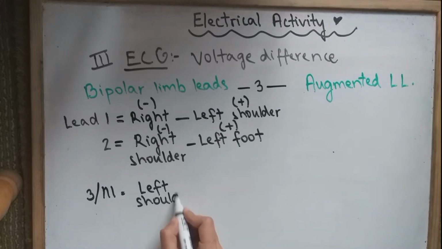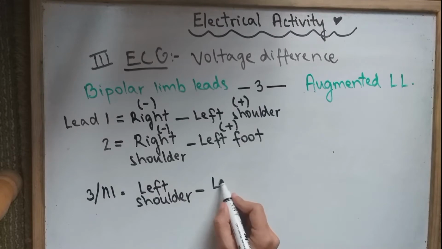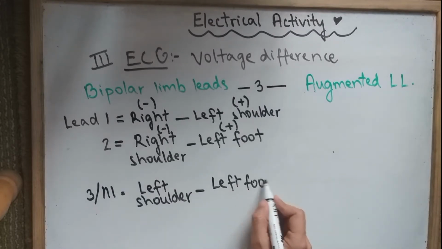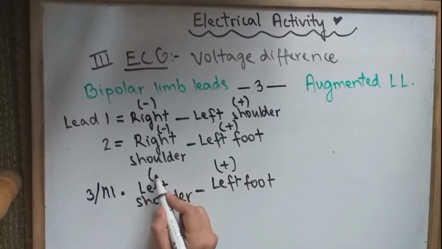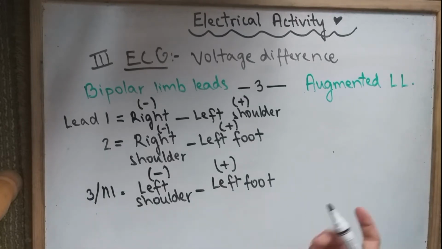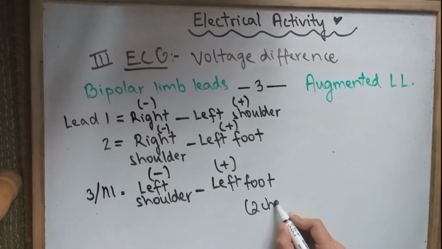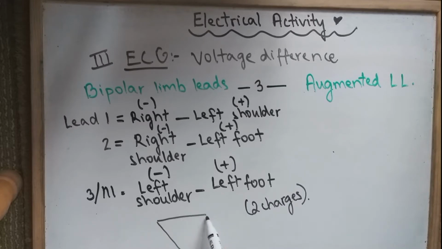Using the leads, we use these terminals to find the voltage difference, and that's what gives us the pattern that we observe in the chart. So as you can see, in the bipolar limb leads, we've got 2 charges. The placement of these leads looks like a triangle, and this triangle is known as the Einthoven triangle.